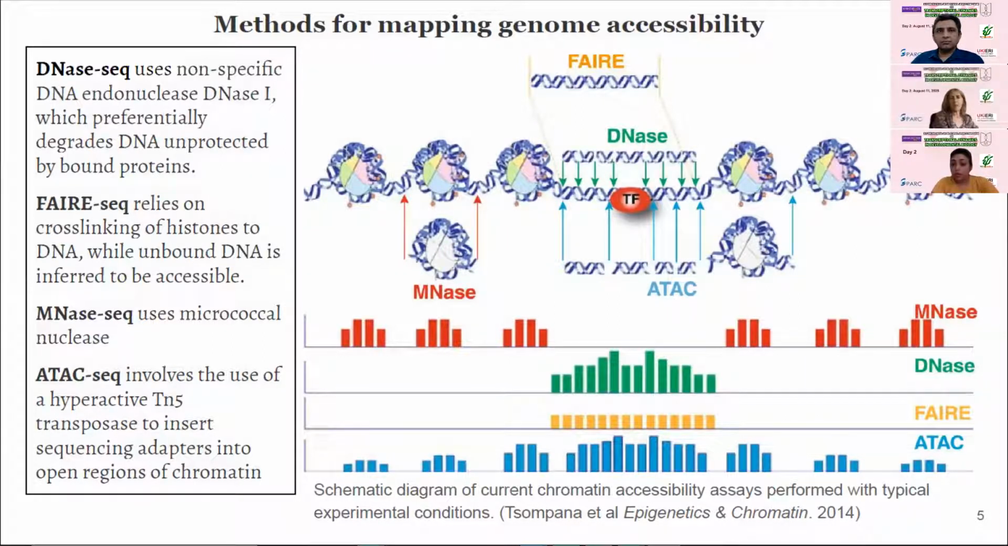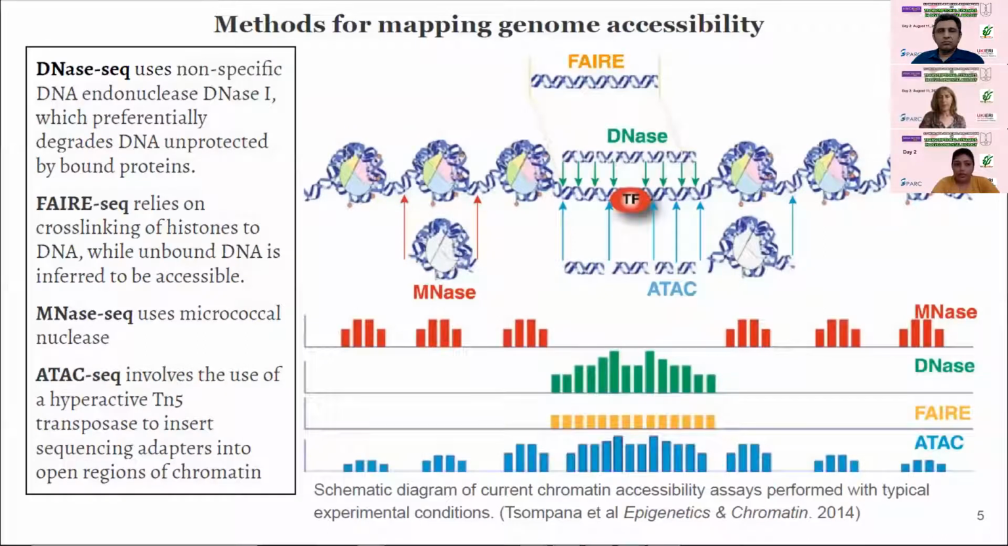So all of these techniques as shown target specific parts of the genome, and the DNase hypersensitivity assay uses the non-specific DNA endonuclease DNase 1. So it cuts the DNA wherever the protein is not bound to it, or wherever the genome is open.